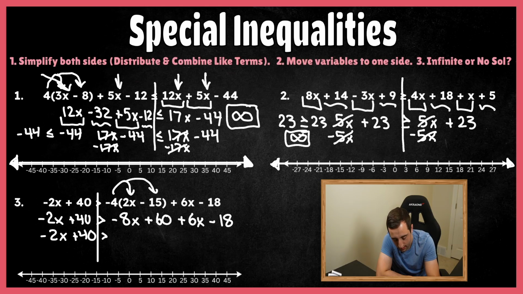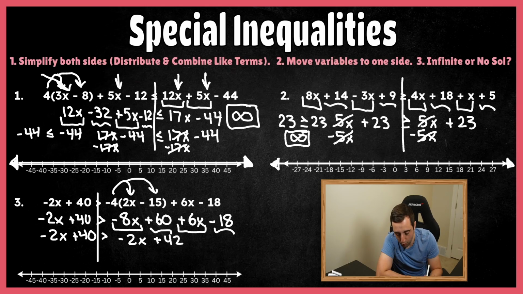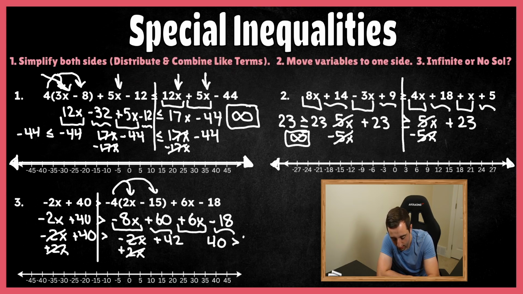Greater than symbol. And now let's go ahead and combine our like terms, which we have two pairs. Negative 8x plus 6x is negative 2x. 60 minus 18 is going to be a 42. Step one's done. Everything's simplified. Let's move our variables to one side. So we're going to add 2x to both sides. Our variables are going to cancel, and we're left with 40 is greater than 42.